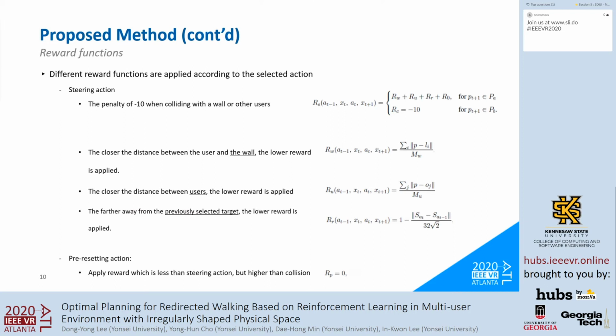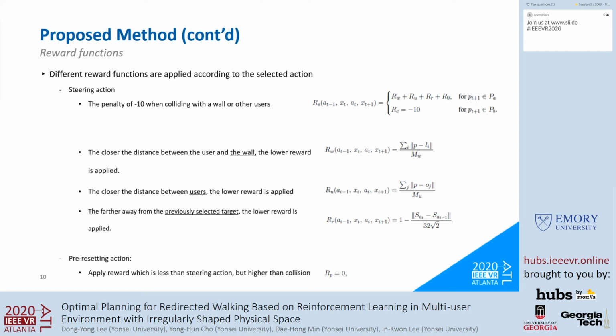The reward function of MS2T applies different rewards according to the selected action. If a steering action is selected, a penalty of minus 10 is applied when colliding with a wall or other users. Otherwise, a reward considering the wall, user, and previous action is applied.